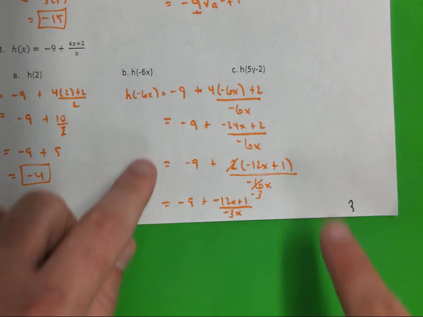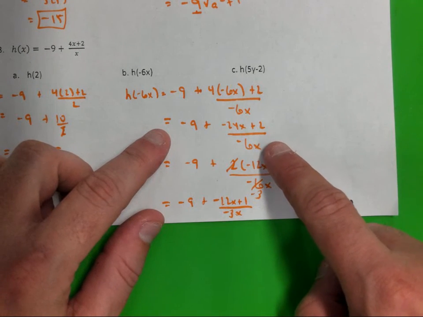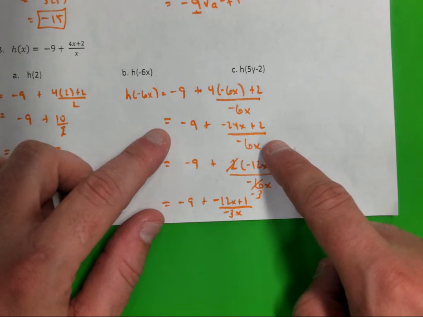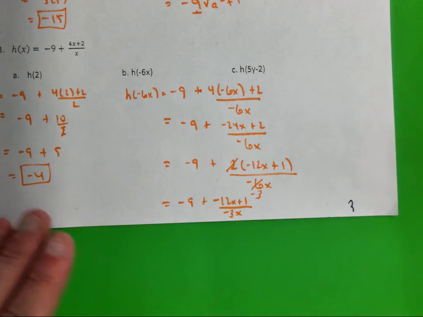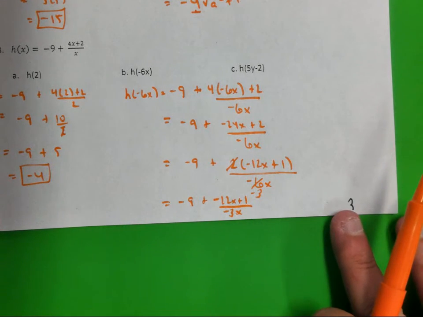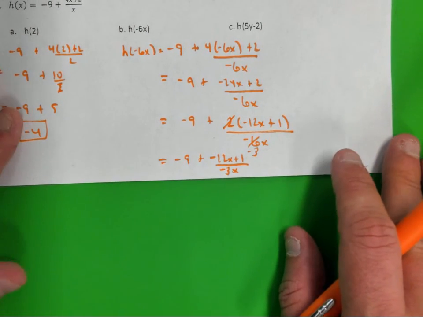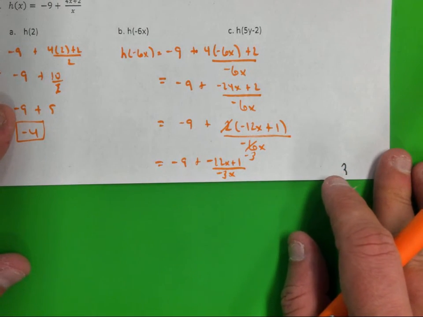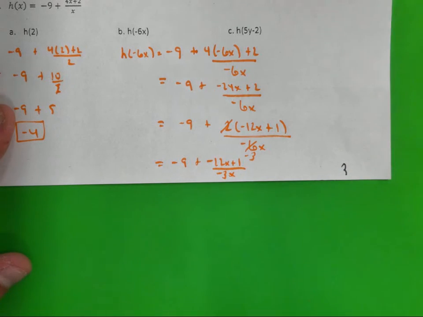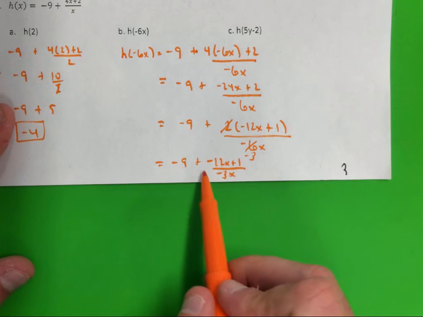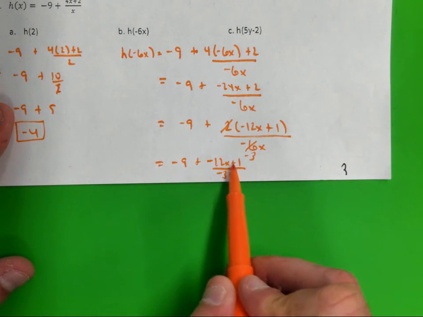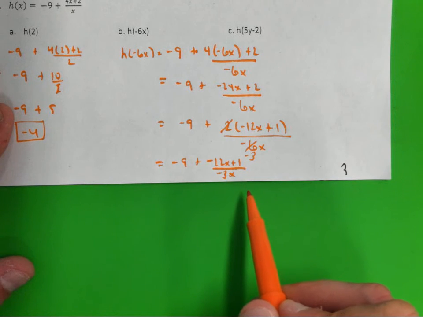Now, you said, Mr. Chester, what if I got to this? I would only take a point if you didn't simplify, okay? So you would have negative 12x plus 1 over negative 3x. Like two signs next to each other, plus and minus. I wouldn't change that plus to minus. This is just a weird looking problem right here.